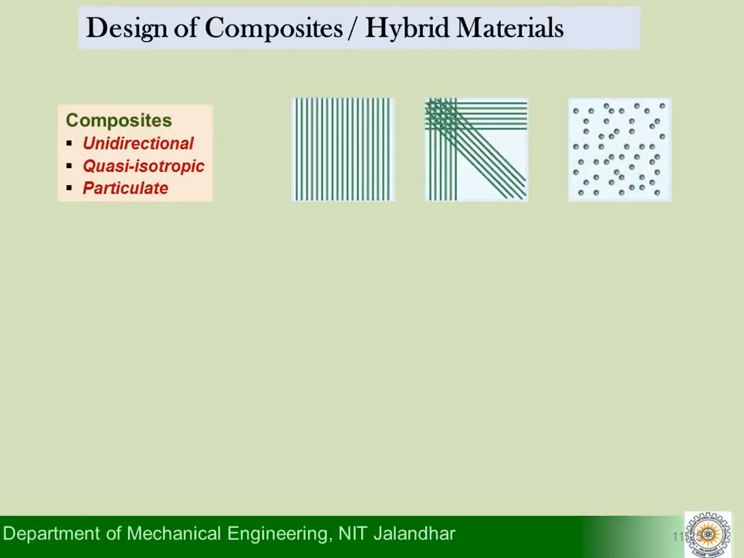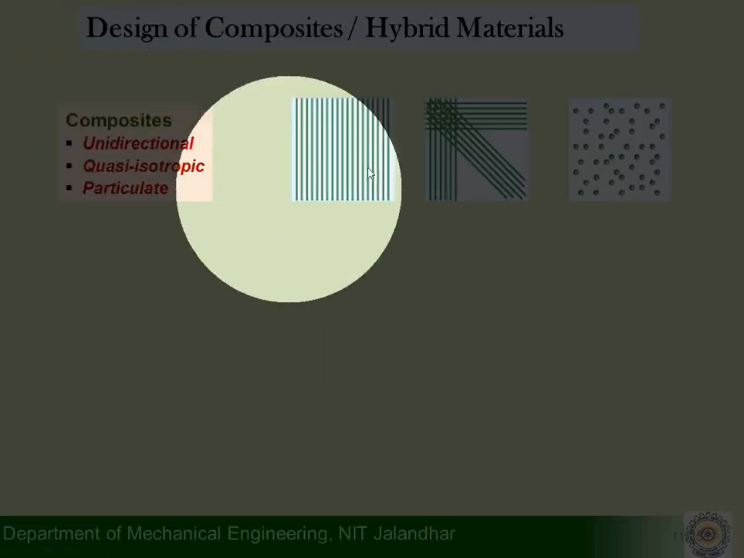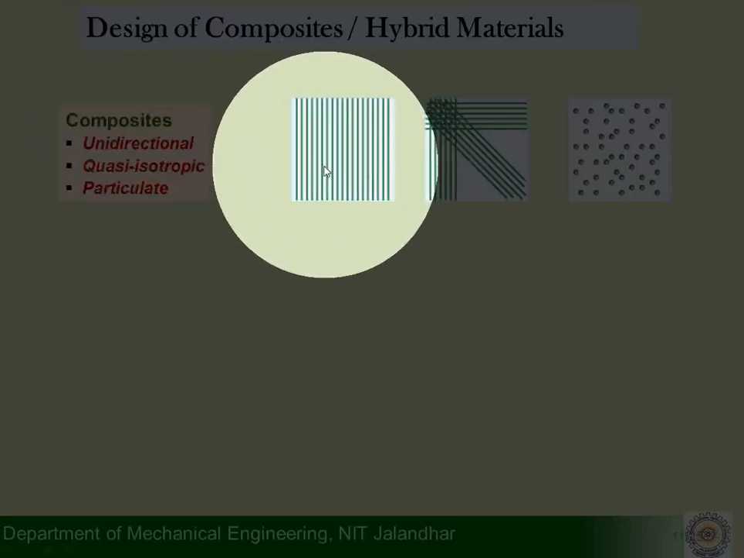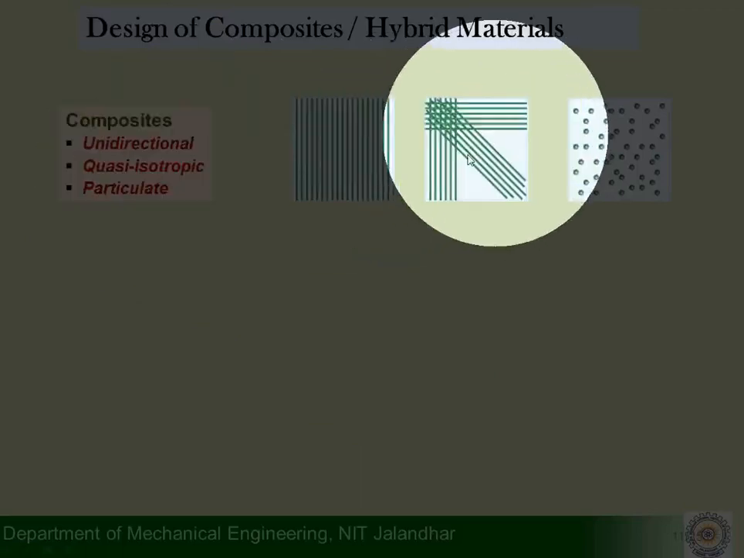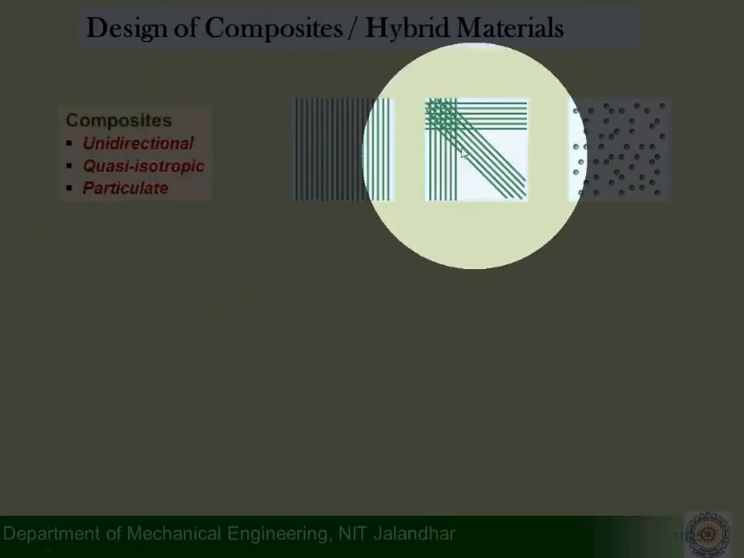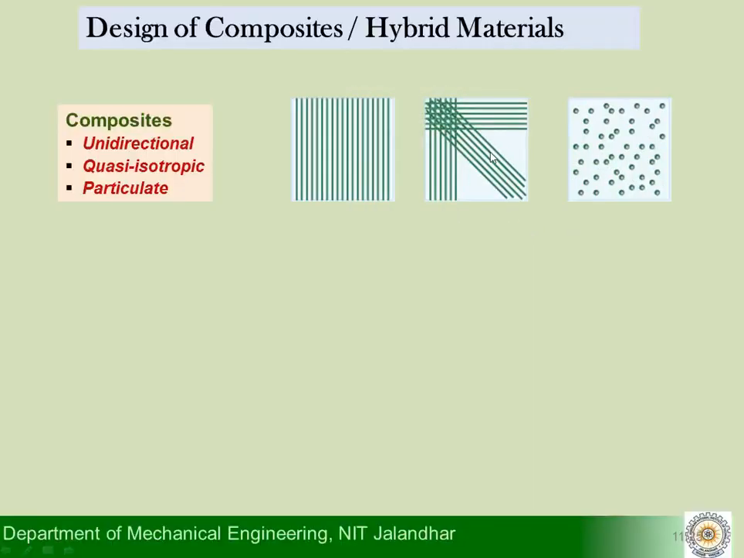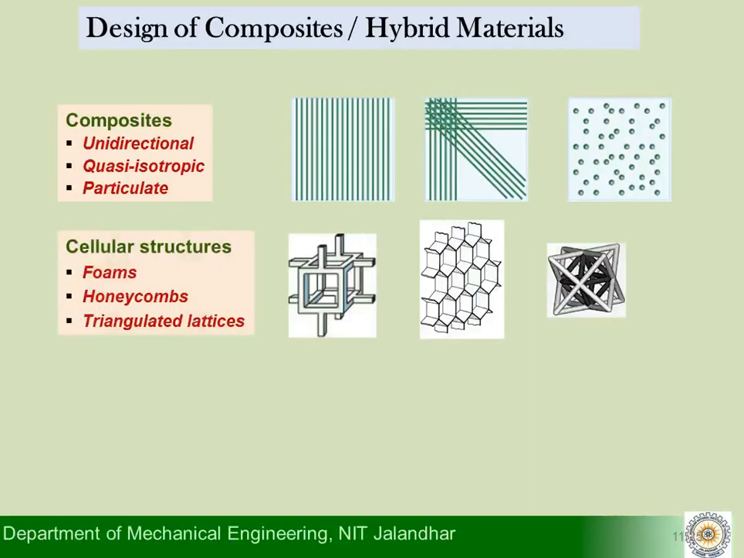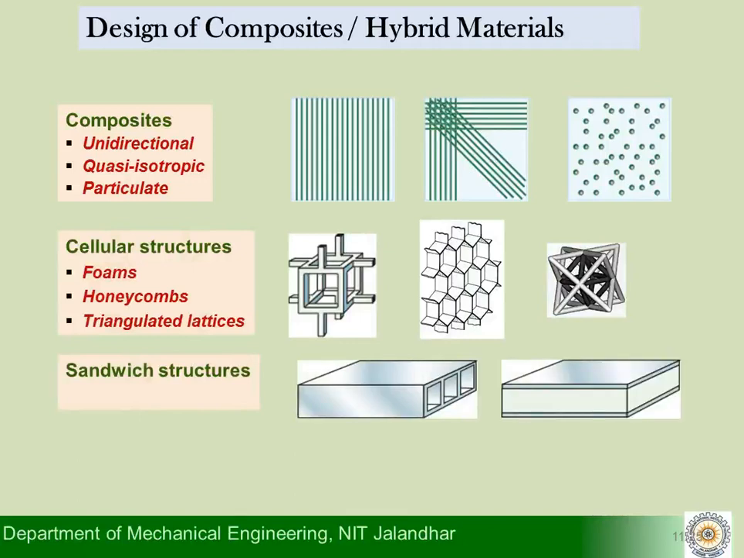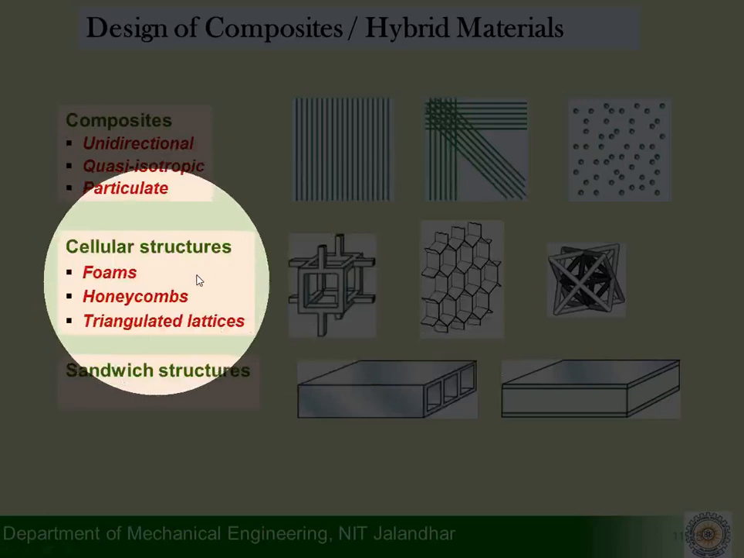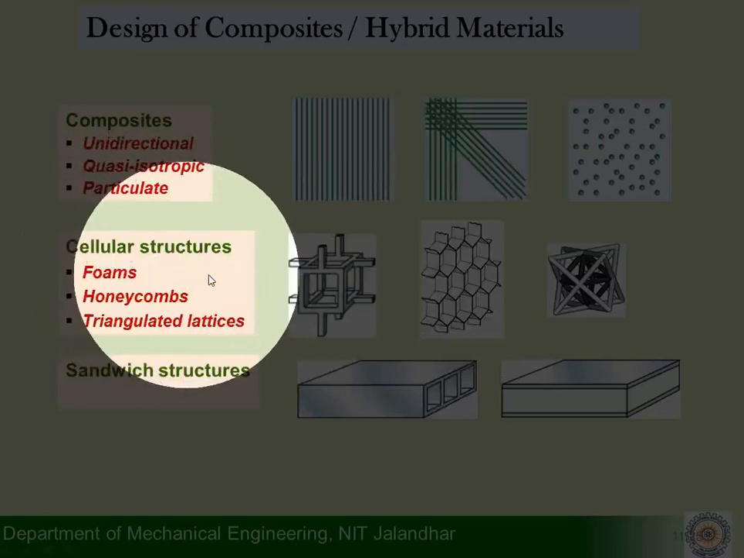So when I refer to one of the types of hybrids, let's say composites is one of the types, we can classify composites as unidirectional composites, meaning the fibers are oriented in one direction only. Quasi-isotropic, where they behave somewhat like isotropic materials, not exactly isotropic. And you can have particulate reinforced composites here also. Then under the second category of hybrid materials, we have what we refer to as cellular structures, where we understand foams, honeycombs, and triangulated lattices.